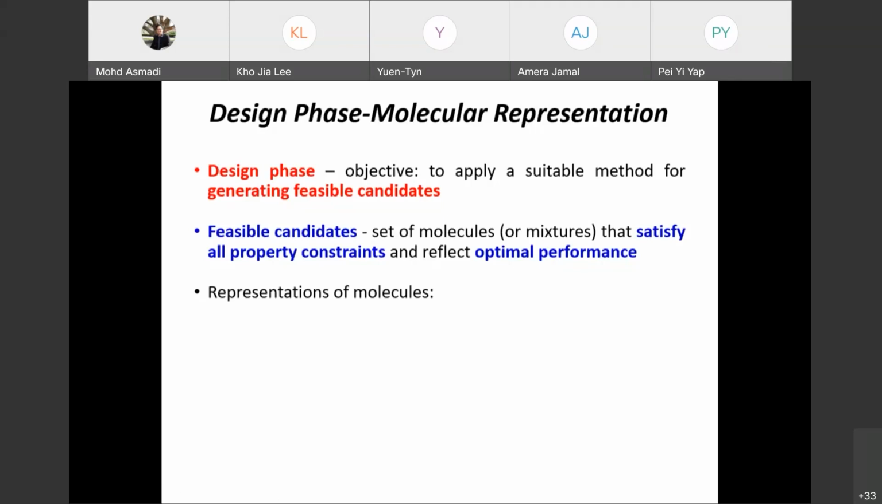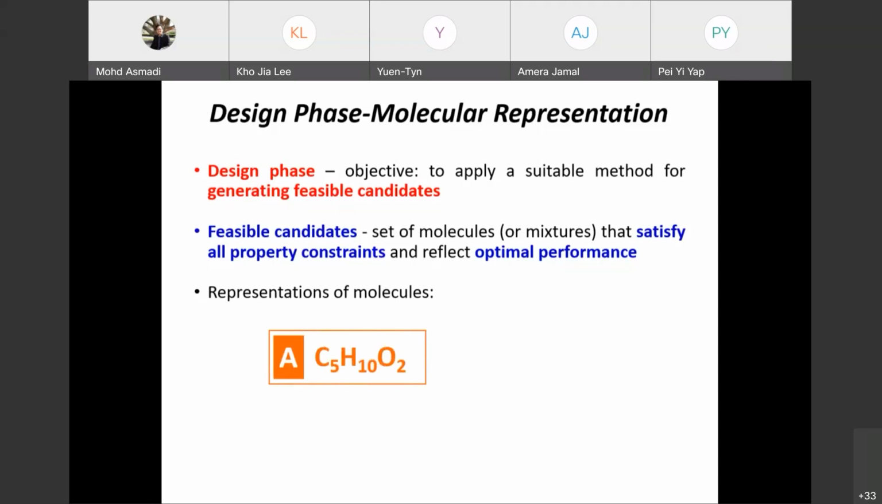So how can we represent the molecule? Actually, we have A, B, C, D, E, and I think until F. We can represent it with the fragment-based metric and also the atomic-based metric. I think it's six. Let's see the representations of the molecular structure.